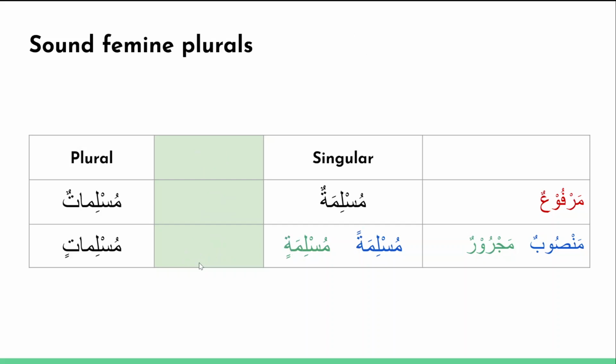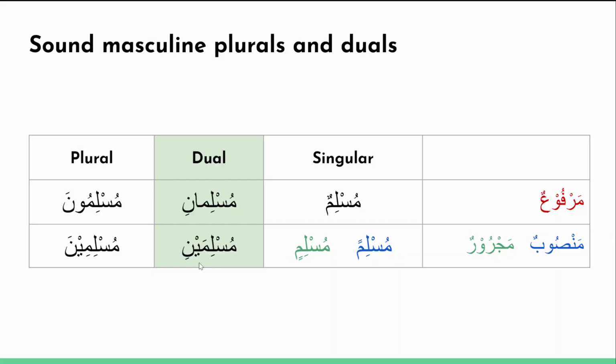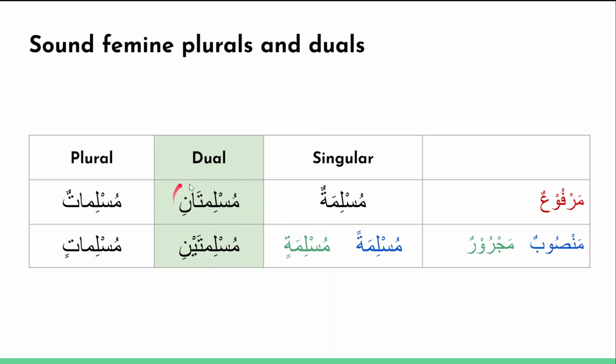Alright, what about if it's a feminine word? So the singular word is muslimatun. The dual word is muslimatan. Muslimatan in the marfu' case. Now this is very similar to what we saw before. So muslimun becomes musliman. Muslimatun becomes muslimatan. Again, we have the an ending, but this time the ta marbuta becomes a regular ta. Alright, what about if it's in the mansub or majroor case? Again, the an ending changes to an ain ending. So we have muslimatain. And then the plurals, as before, are muslimatun, muslimatin.